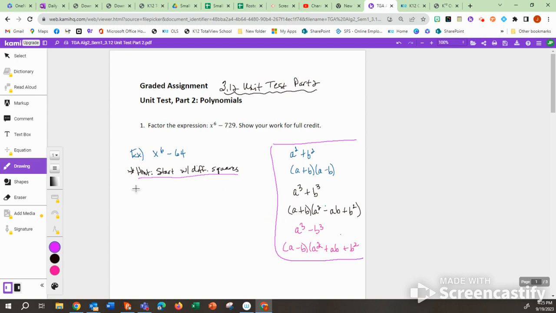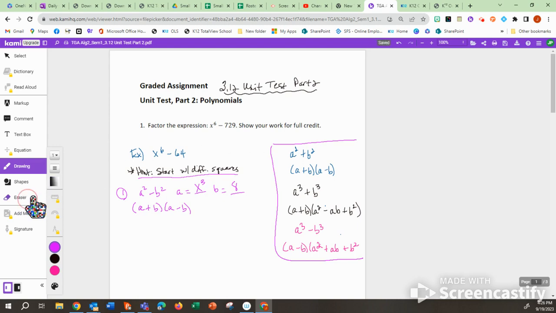So I'm going to start. Step number 1, I'm going to treat this like it's the difference of squares. That means I'm going to need to know my A and my B. My A is going to be the square root of x to the 6th. What times itself 2 times is x to the 6th? That's going to be x to the 3rd. And then my B is going to be the square root of 64, which is 8. Then I'm going to use my formula, which says A plus B times A minus B. I've got all my formulas written over here.